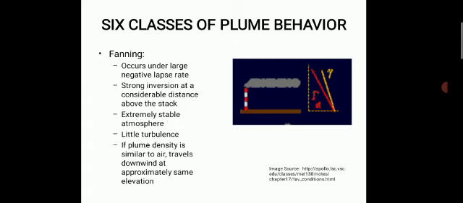A strong inversion at a considerable distance above the stack will occur, which is an extremely stable atmospheric condition. These plumes have little turbulence. If the plume density is similar to air, it travels downwind at approximately the same elevation. Fanning plumes are usually seen during the early morning hours just before the sunshine begins.